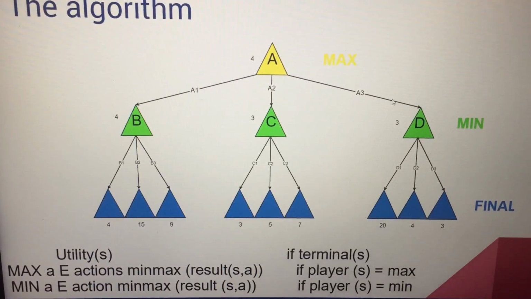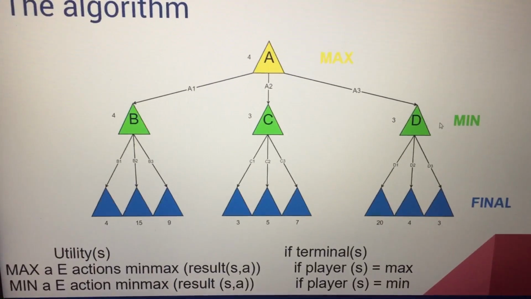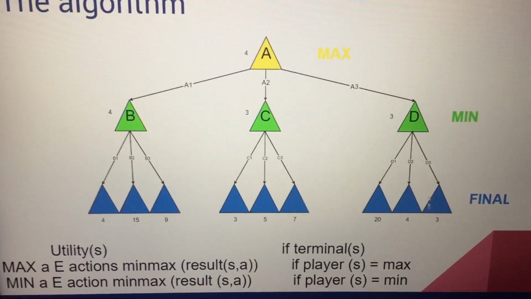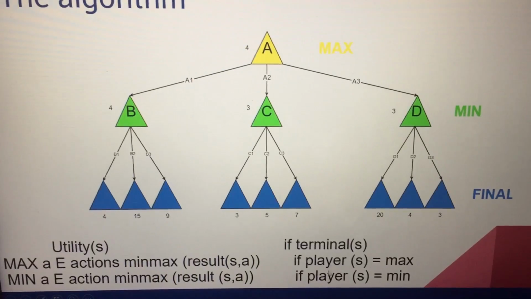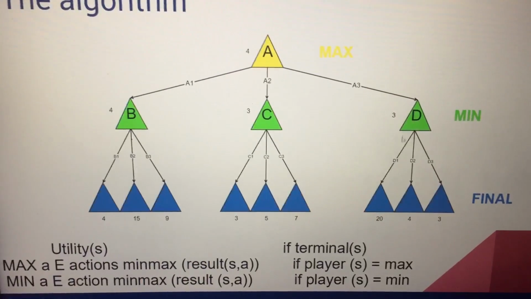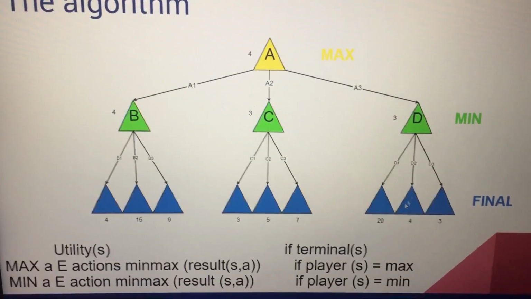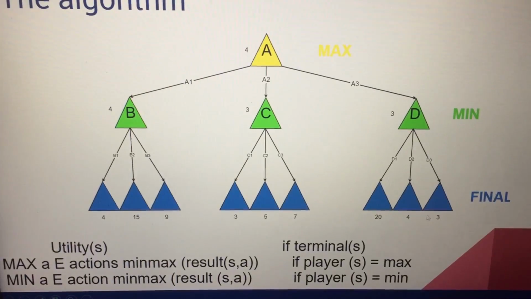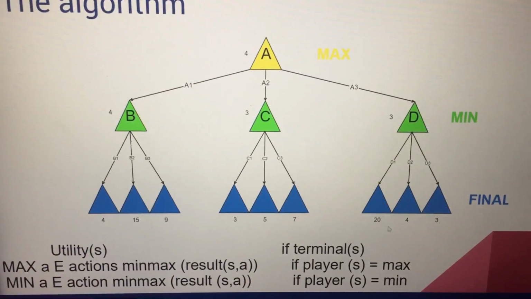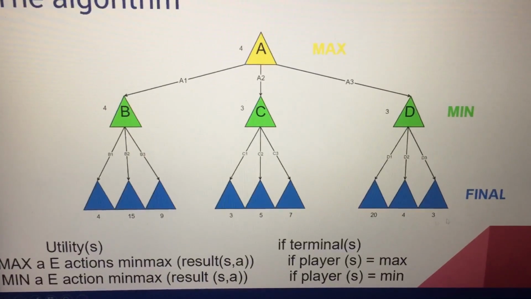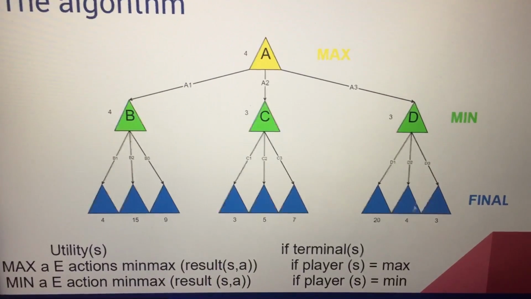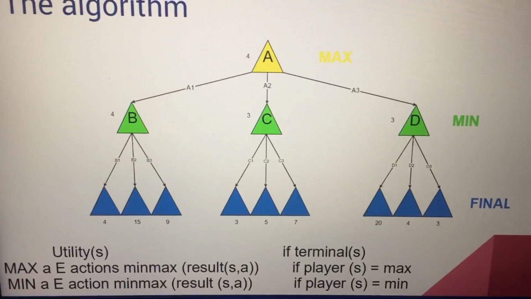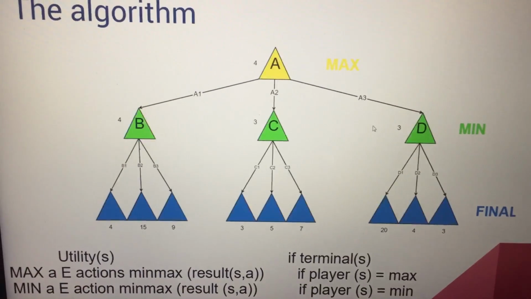Then I have to go with the A3 movement. Is state D a terminal state? No. Is the player in this state max? No. Is the player of this state min? Yes. So I have to find the minimum value of all these possible moves. So I go with this guy, and this other guy. So I return the values of 20, 4, and 3 because these are all terminal states. The minimum of these three values is 3, so I store the value of 3.